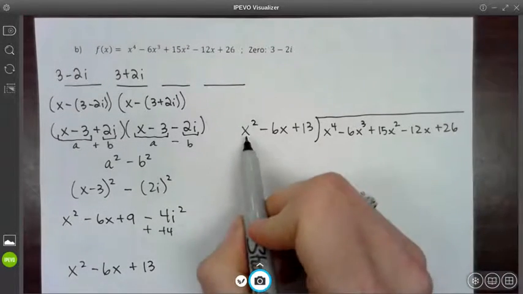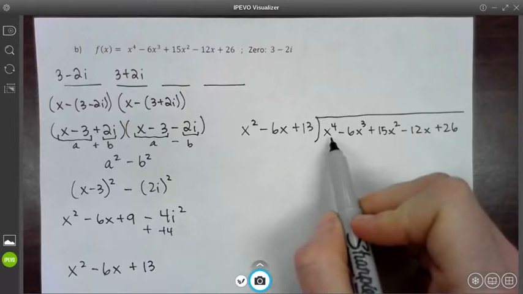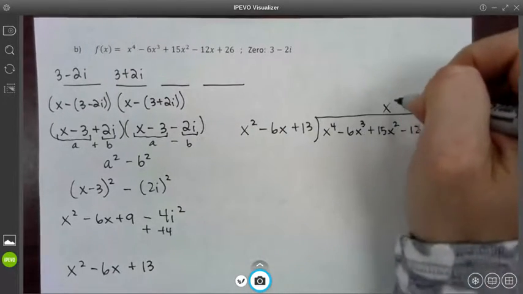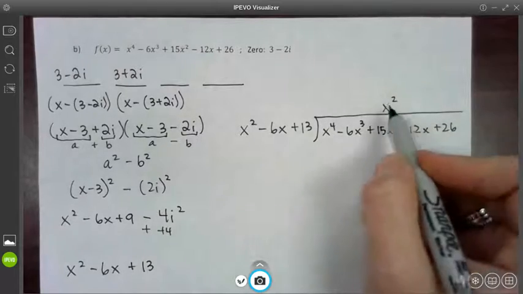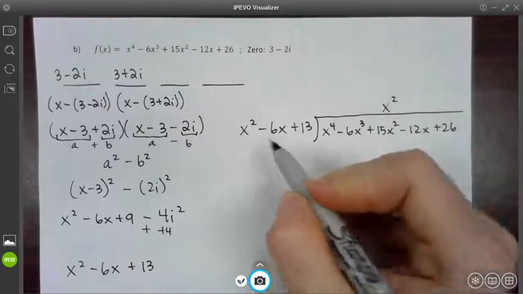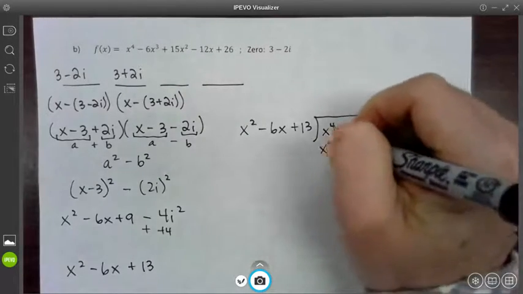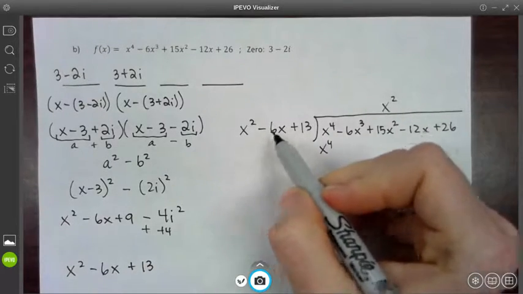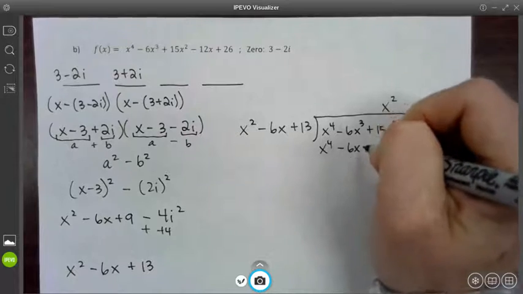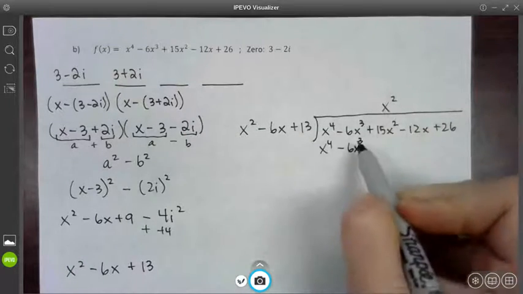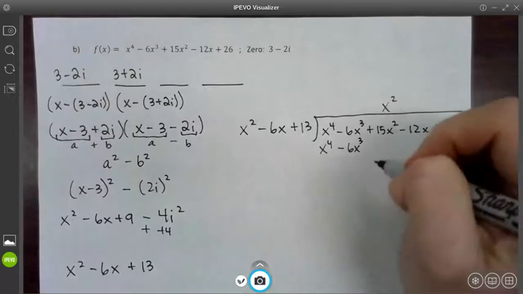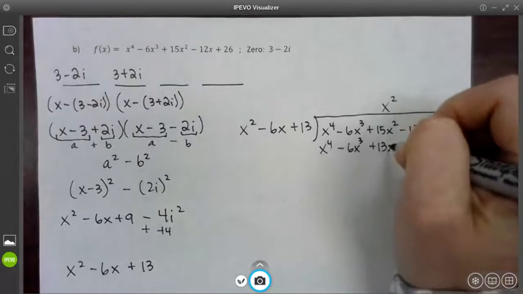All right, so x squared goes into x to the fourth how many times? X squared times, right? So x squared times x squared gets me that x to the fourth. All right, so now we multiply it in. X squared times x squared is x to the fourth, right? I want these to match because I want them to cancel. X squared times negative 6x is negative 6x to the third. Now, this one doesn't have to match. It just happens to match here. X squared times 13 is 13x squared.